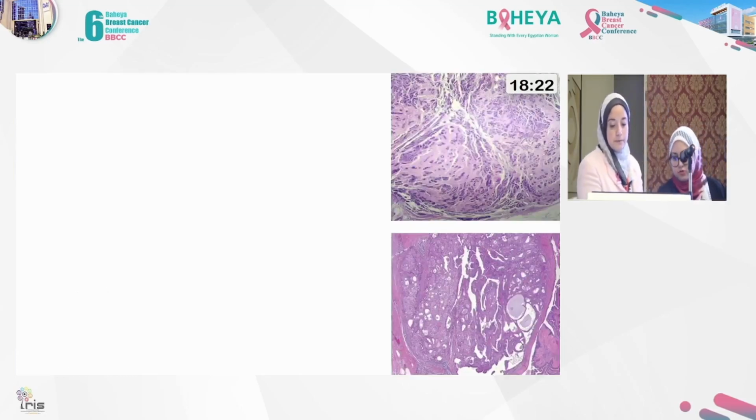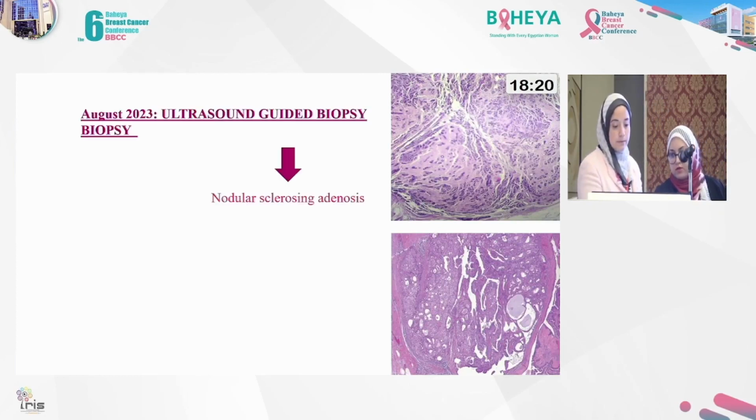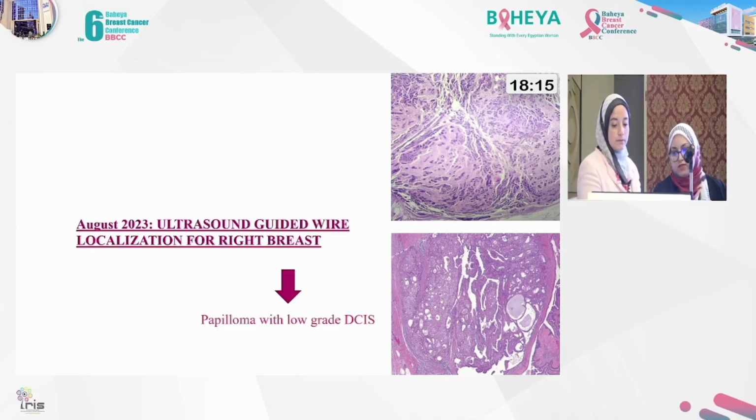Core biopsy shows nodular sclerosing adenosis, and then wire-guided wide local excision shows papilloma with low-grade DCIS.